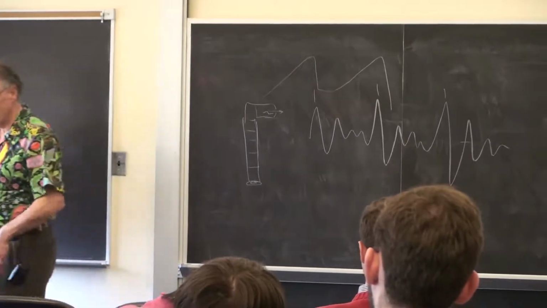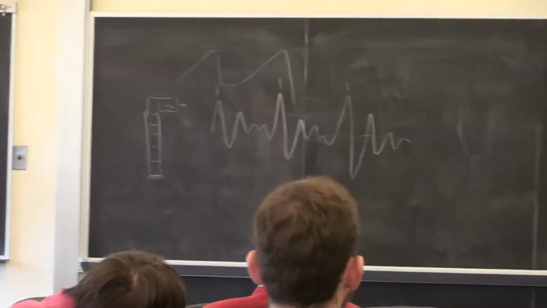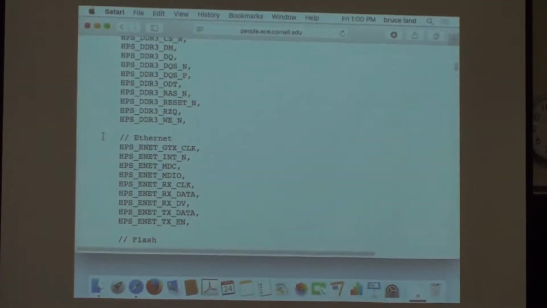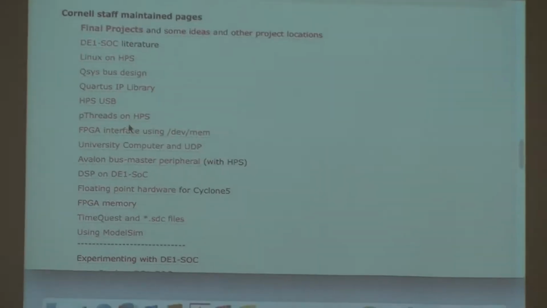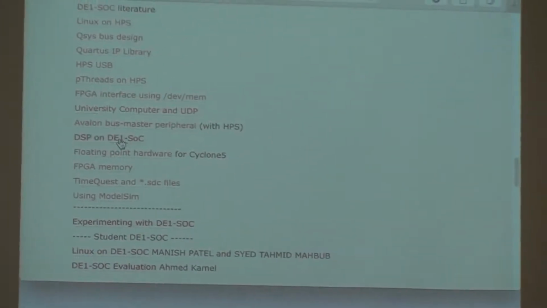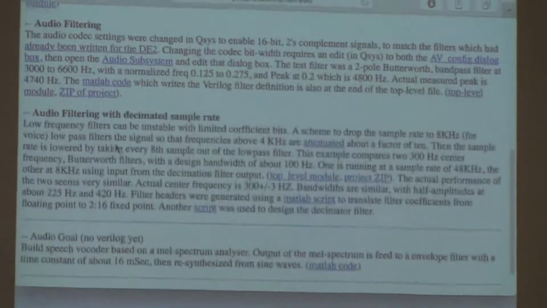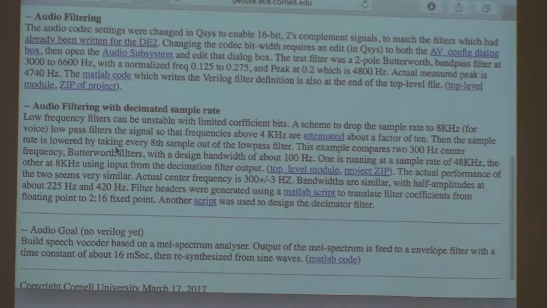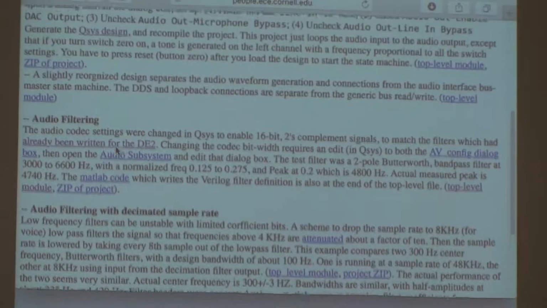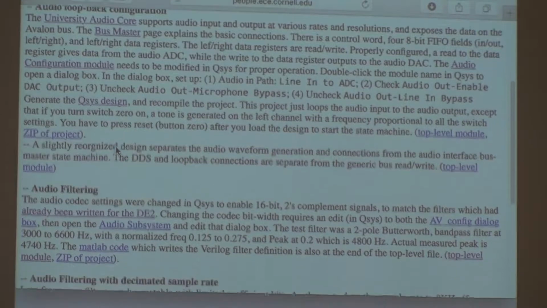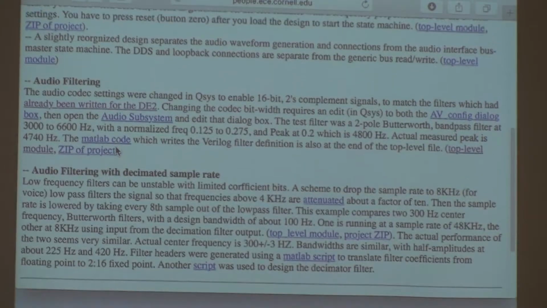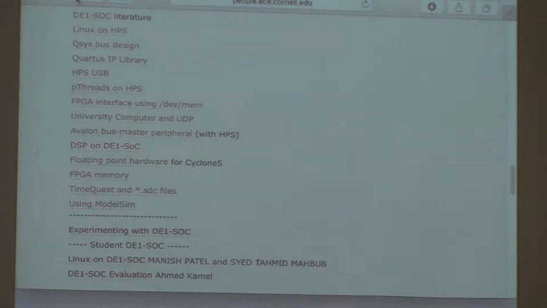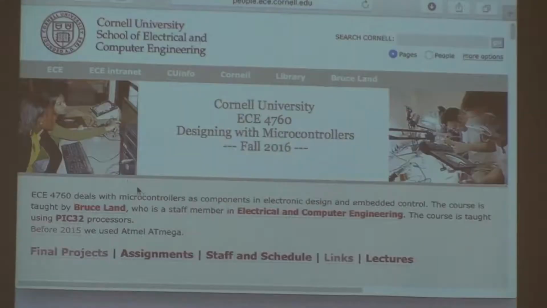I don't know if I played this for you or not. Let me see if I can find it pretty quick here. I think I'm going to have to show you a version running on the PIC32. How boring.